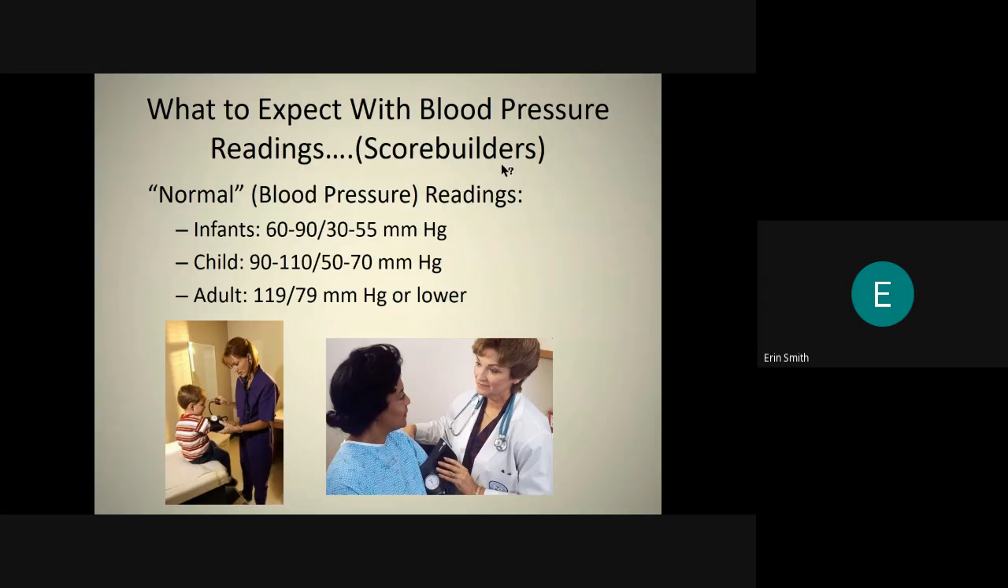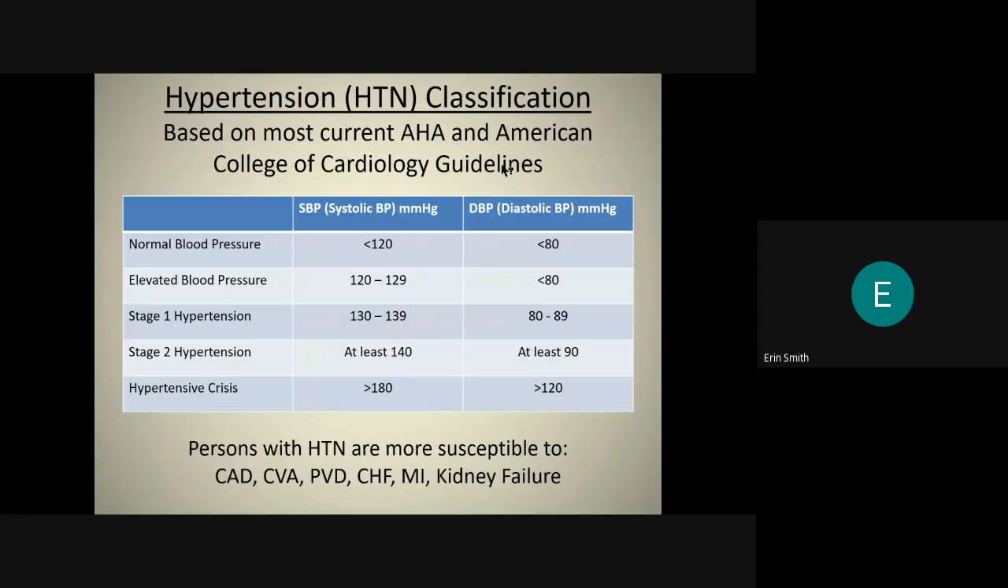So normal blood pressure, again, is anything under 120 for systolic, and diastolic would be under 80. Okay. Now, what's considered elevated blood pressure, which was news to me, I'll be honest, is anything 120 to 129.